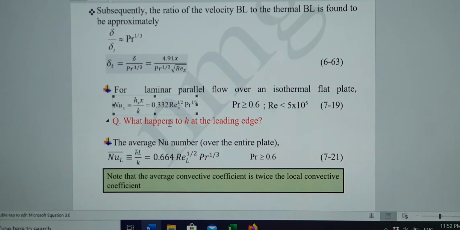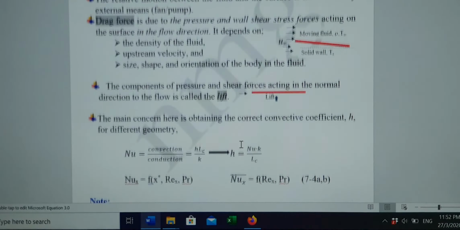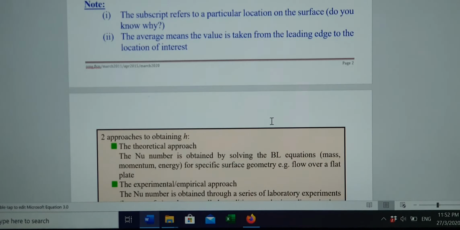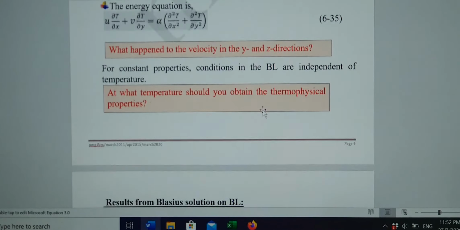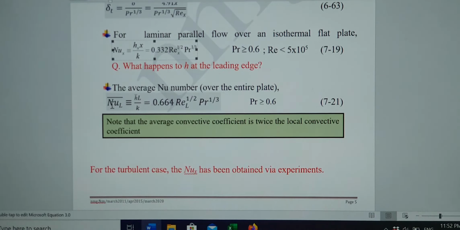So what happens to h at the leading edge? If you notice here, at the leading edge, x would be 0. So h would be very, very high. Maximum, as we've seen in chapter 6. But when we are doing heat transfer analysis, we're interested to know the heat transfer over the whole plate, right? Most of the time. So to get that, you need to know the average h, and to get the average h, you need to know the average Nusselt number from this equation, right?